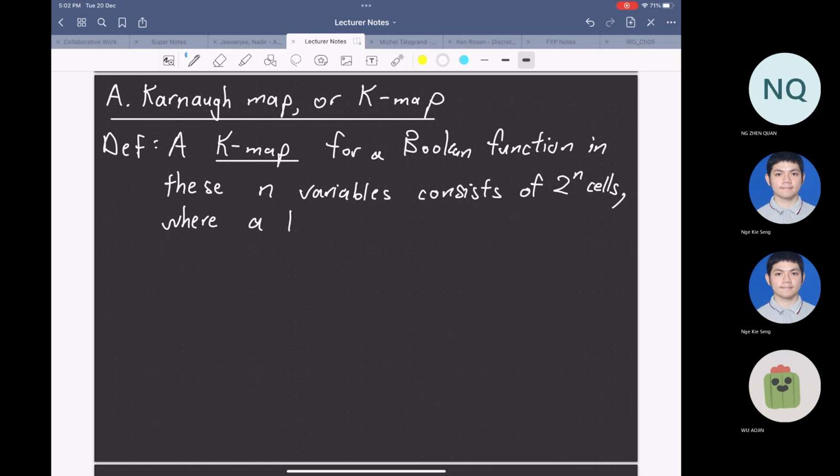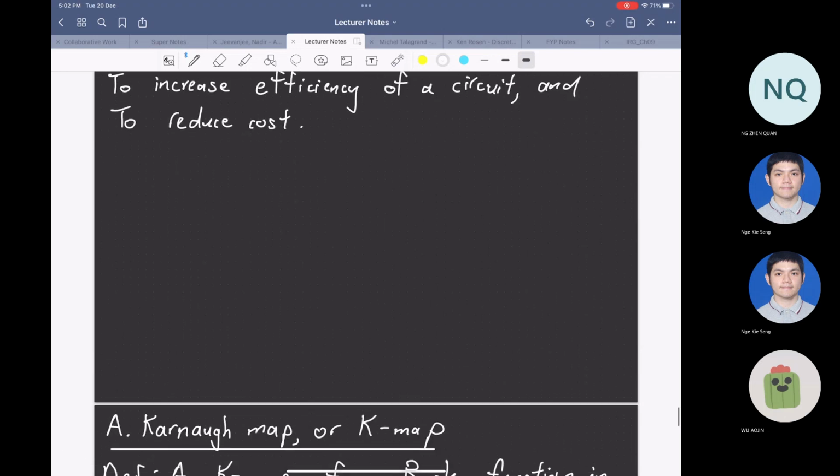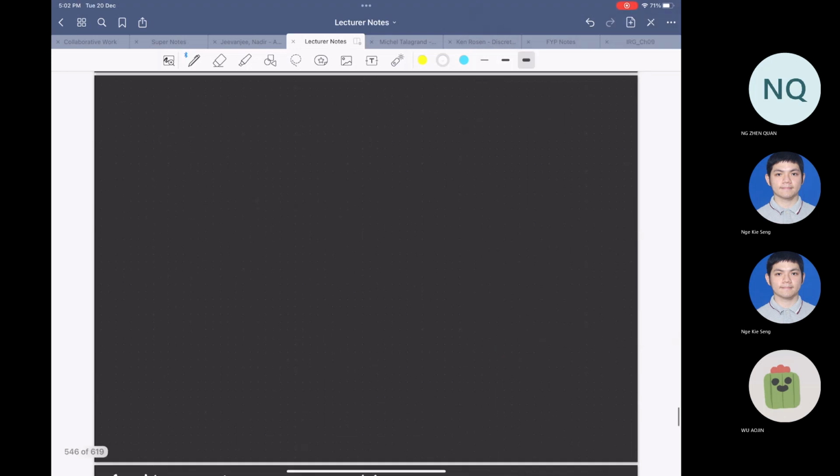Oh, wait. Can we step back first? I forgot to introduce one more terminology. So let's introduce some more terminology.